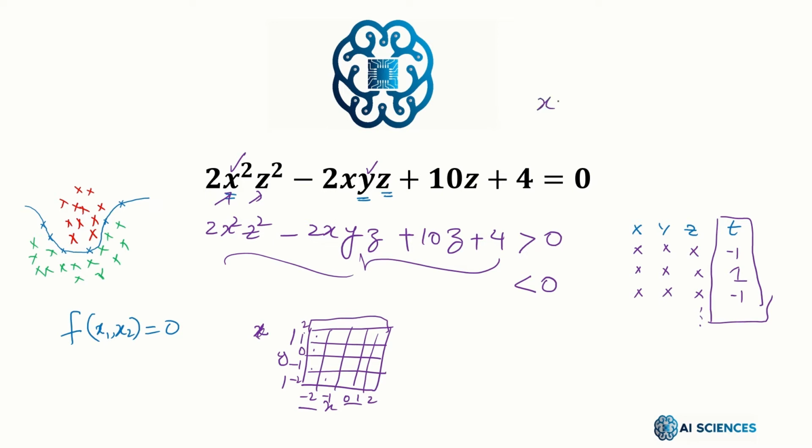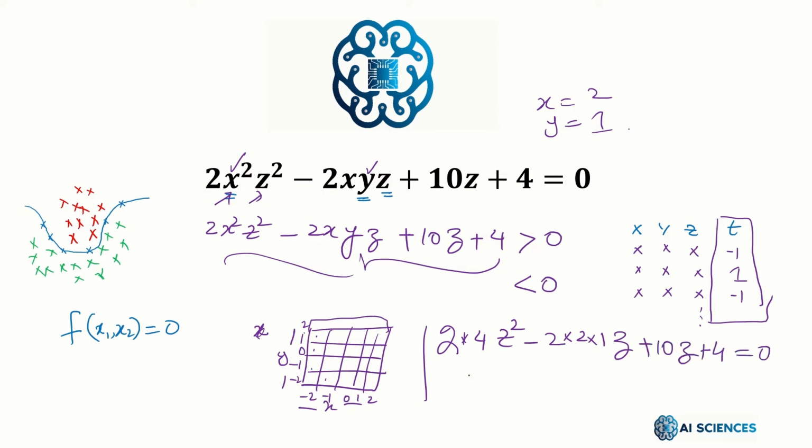For example, if x is 2 and y is 1, let's say, what will happen here? If I plug in x as 2 and y as 1, the result will be the following: 2 times x squared is 2 times 4, times z squared, minus 2 times 1 times z, plus 10z plus 4 is equal to 0, which eventually becomes 8z squared minus 4z plus 10z plus 4 is equal to 0.